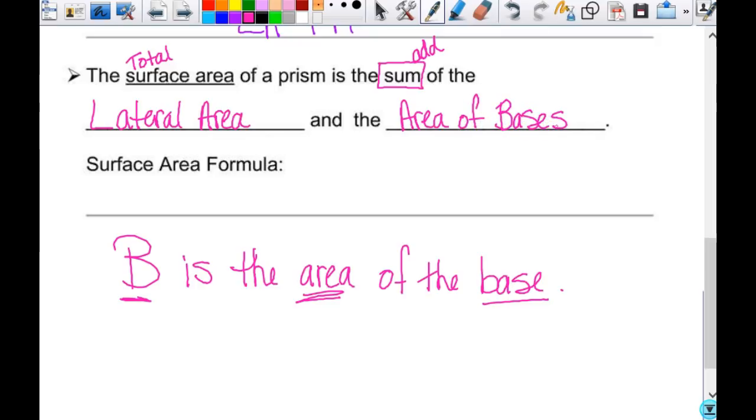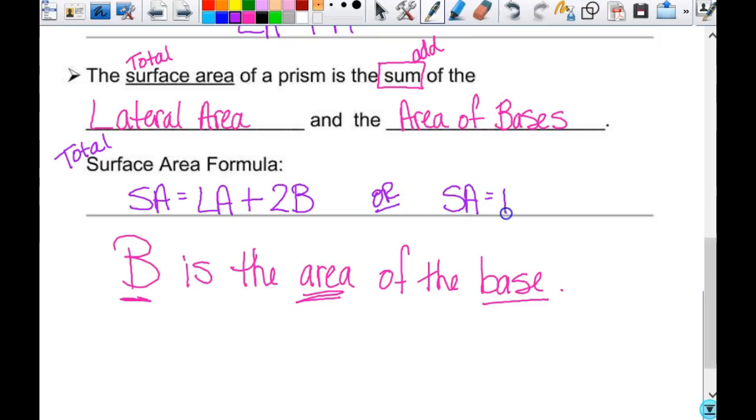So since my prism can have a base that's any polygon, I can't be specific about what that formula looks like. That's why we have to use big B to represent whatever it may be. And so your total surface area could be: surface area equals, well, what this says right here is the lateral area plus, how many bases are there? 2. 2 times big B. Or you could use surface area is equal to perimeter times height plus 2 times big B. They're the same thing, right? All I did here was substitute in perimeter times height for the lateral area.